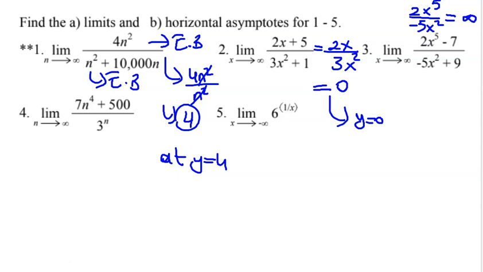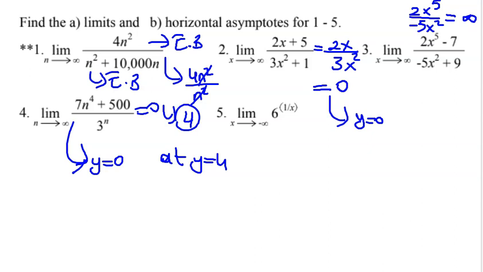Okay. Number 4, limit n approaches infinity, 7n to the 4th plus 500 over 3 to the power of n. All right. Apparently, the bottom of this rational function is gonna grow infinitely larger than the top function. So that's why this limit is gonna be equal to just 0, which means this rational function has horizontal asymptote at y equals 0. Okay, if the bottom function grows faster or bigger or larger than the top function, then the limit is going to be equal to just 0. If the top function grows faster, bigger, or larger than the bottom function, then the limit is going to be equal to either infinity or negative infinity.